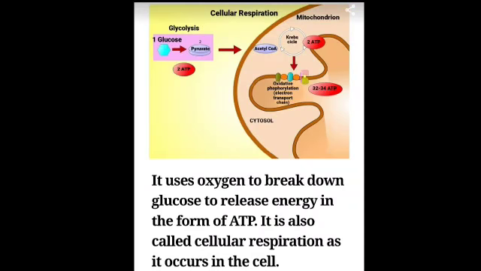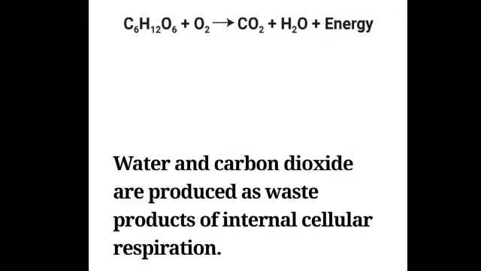The oxygen which is taken inside the cell is used to break down glucose to release energy. Energy is released in the form of ATP. ATP means adenosine triphosphate. It is also called cellular respiration as it occurs inside the cell. As we have already learned, a number of chemical reactions happen inside the cell, and all that you will be learning in your higher classes. Water and carbon dioxide are produced as waste products of internal cellular respiration.